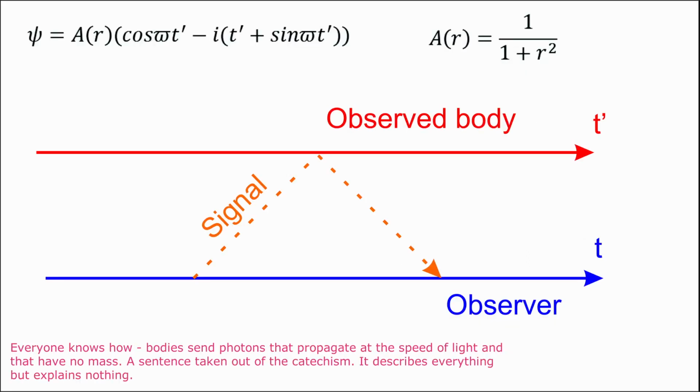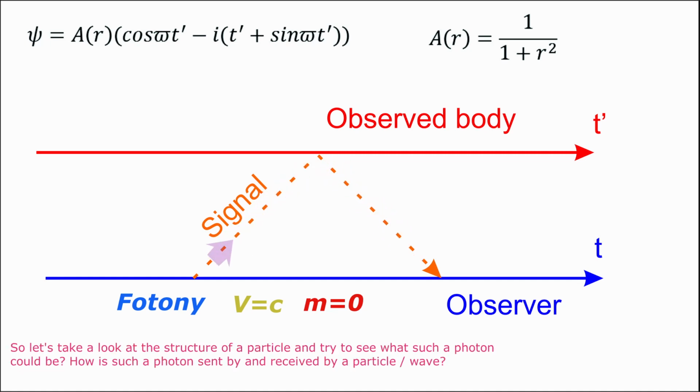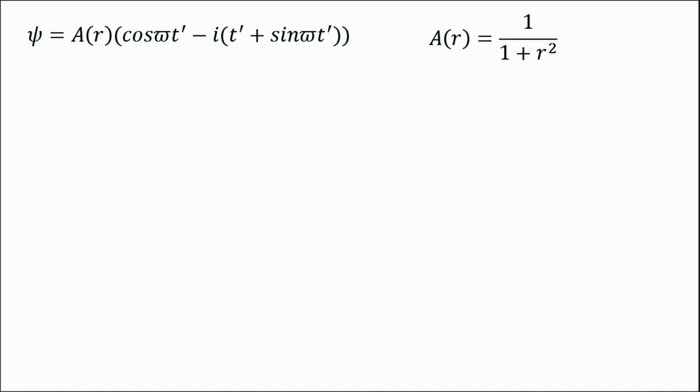Everyone knows how. Bodies send photons that propagate at the speed of light and that have no mass. A sentence taken out of the catechism. It describes everything but explains nothing. So, let's take a look at the structure of a particle and try to see what such a photon could be. How is such a photon sent by and received by a particle wave?